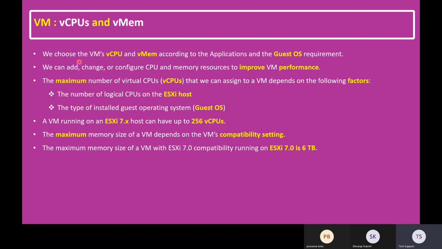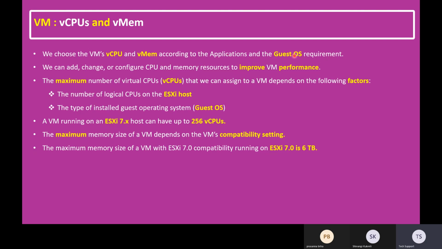So vCPU means we choose the virtual machine vCPU and vMemory according to the application and guest OS requirements. Even in our earlier classes, during the vCenter Server installation, we observed there are multiple options, like t-shirt sizes. We can use tiny vCenter Server, small, medium, large, X-large. While choosing all these flavors, each flavor's CPU and memory configuration changes. So they mentioned the same point here: always size vCPU and vMemory according to the application and guest OS requirements.